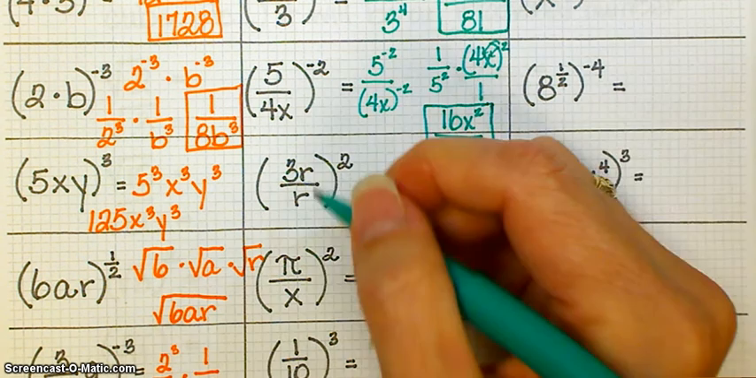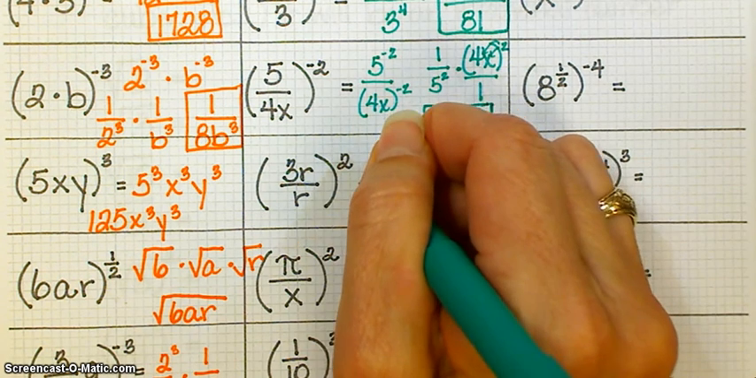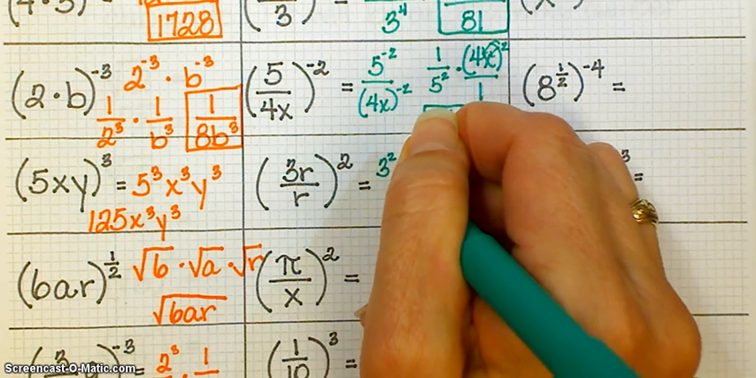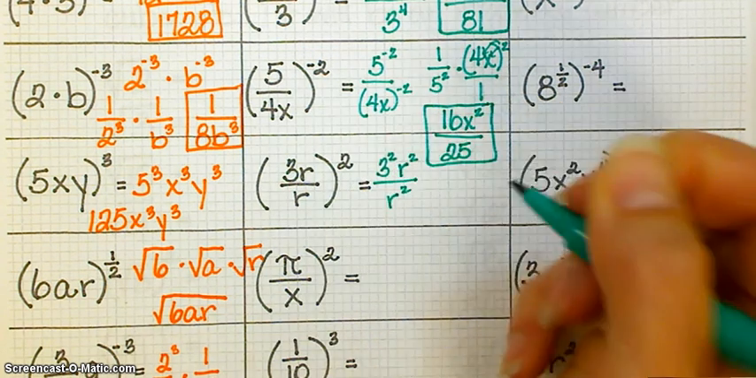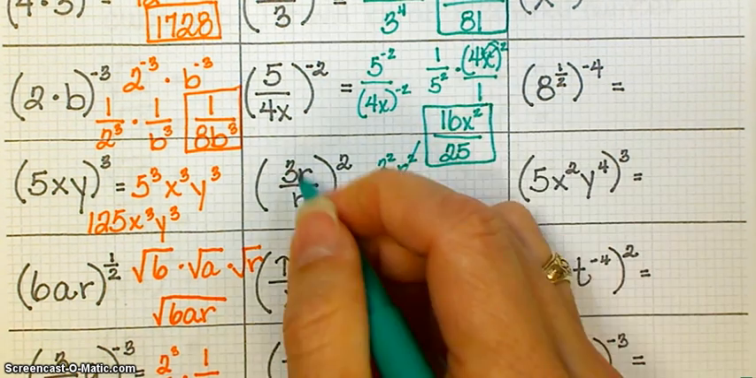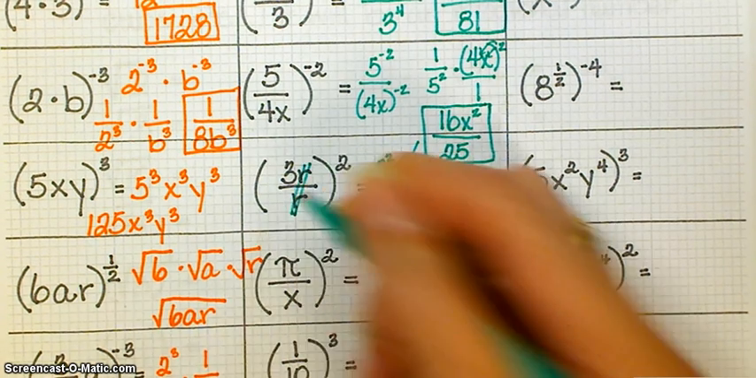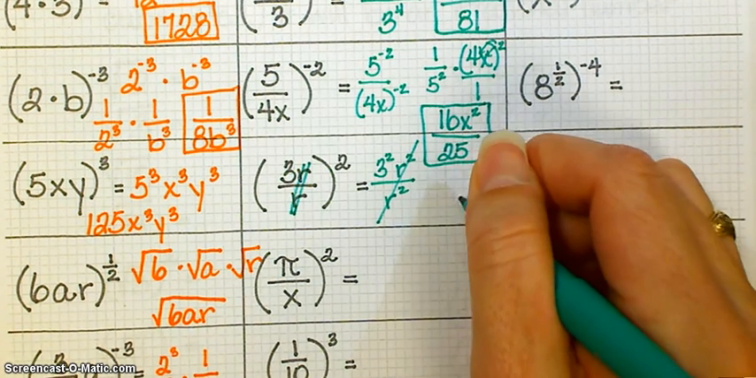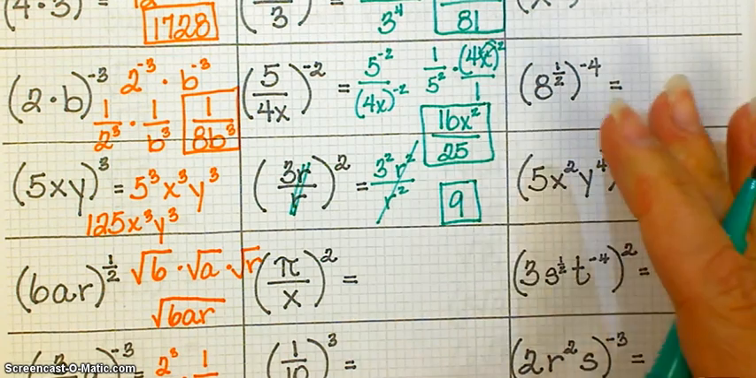Here, I can do 3 squared times r squared divided by r squared, and it cancels. But really, I can just look in here, deal with my parentheses first, and just do this. Because I'm going to wind up with just 9 at the end, because the r's will cancel out.